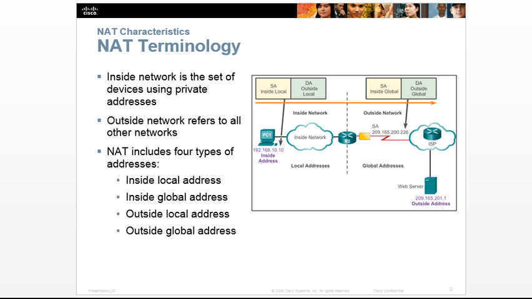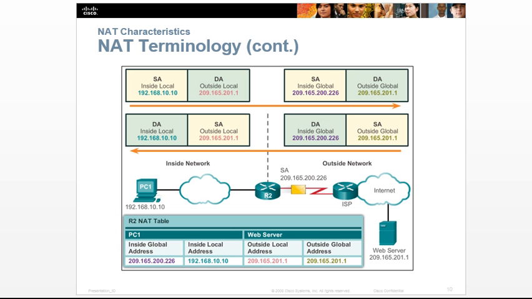So there's some terminology to be aware of in dealing with NAT. The inside network is basically either the LAN or the WAN that's internal, using the private addresses. Outside refers to everything else. NAT includes 4 types of addresses: inside local and inside global, then outside local and outside global. And we'll talk about each of those.